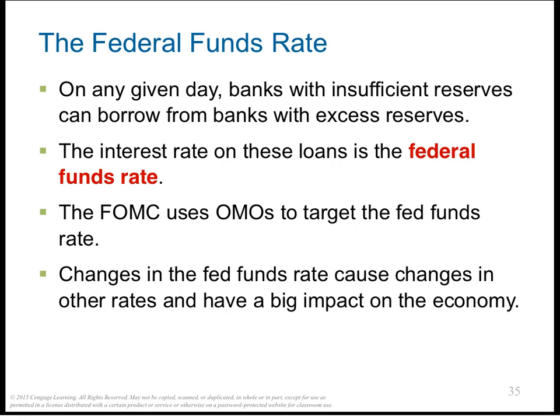So what is the federal funds rate? On any given day, banks with insufficient reserves can borrow from banks with excess reserves. The interest rate on these loans is the federal funds rate. So let's say Bank A doesn't have enough reserves on a normal day, then Bank A goes to borrow money from Bank B, and the rate at which they borrow money between the banks is going to be the federal funds rate. The FOMC uses open market operations to target the federal funds rate.